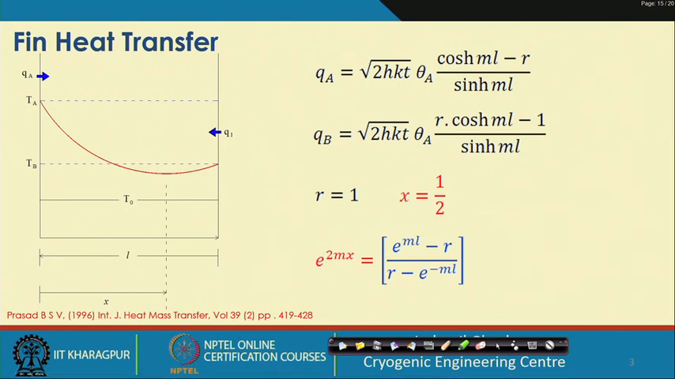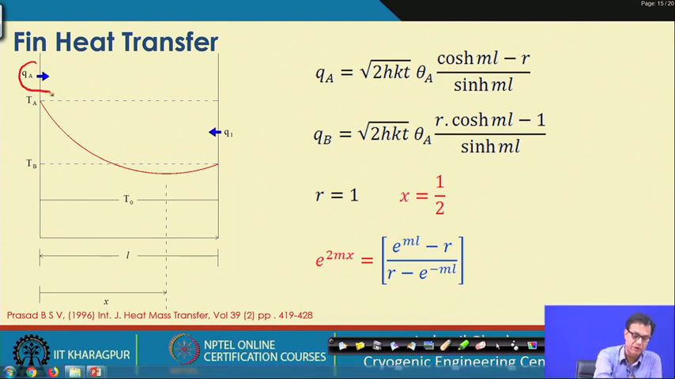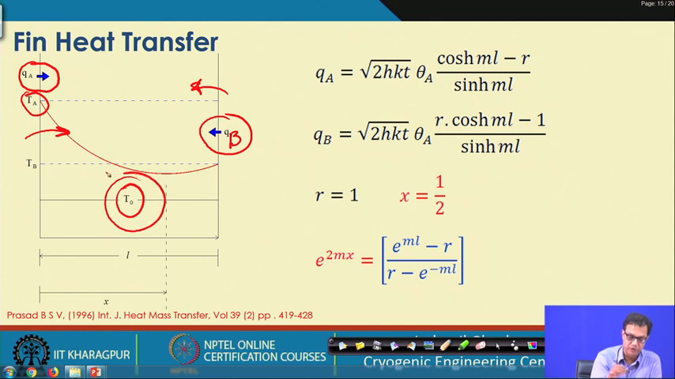Before that, we just want to recapitulate what we have learned in the earlier class, where we have seen this Q A, the amount of heat getting transferred from the wall to the fluid, where the fluid temperature is T 0 and the wall temperature is T A, and this is Q B. Okay. So, this is Q A and this is Q B getting transferred from the wall to the fluid, and here this is from this wall T A to the fluid, where the fluid temperature is T 0, and this wall is at a temperature T B.